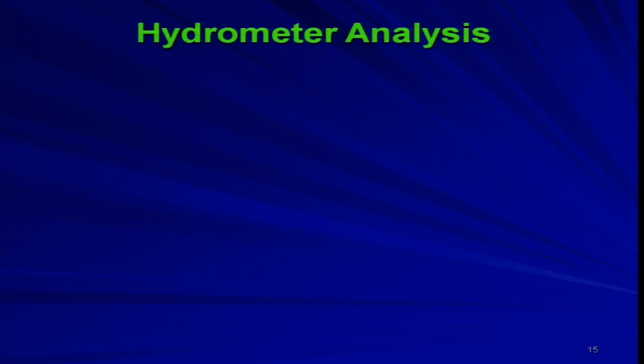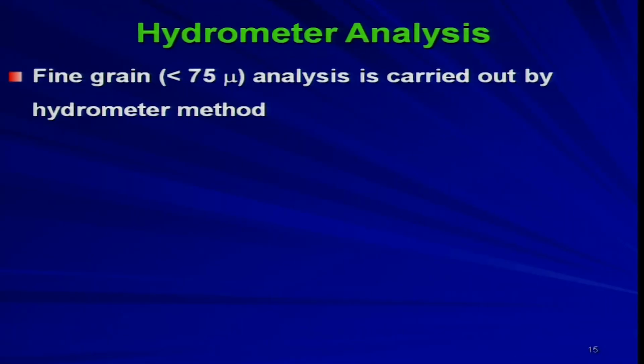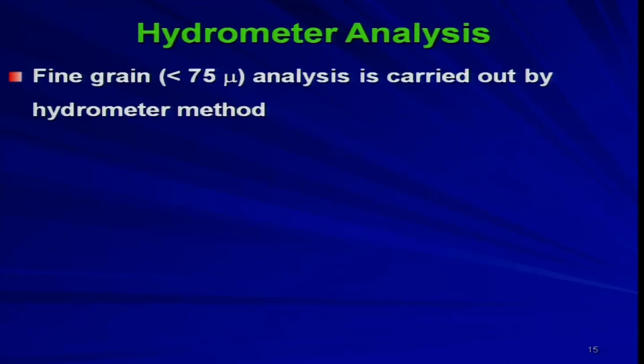Now, coming to the hydrometer analysis, this is associated, as I told you just now, with fine grained soil like clay and silt, which is basically passing through 75 micron. That cannot be seen by your bare eyes. So, you cannot do the gradation by using your usual sieve analysis, rather you have to use some other method like the hydrometer or the pipette method, by which you can get the information about that fraction. So, fine grain which is less than 75 micron is analyzed by the hydrometer method.